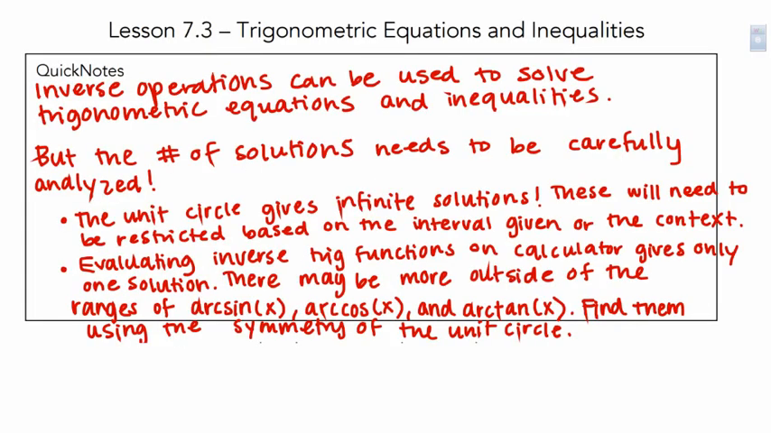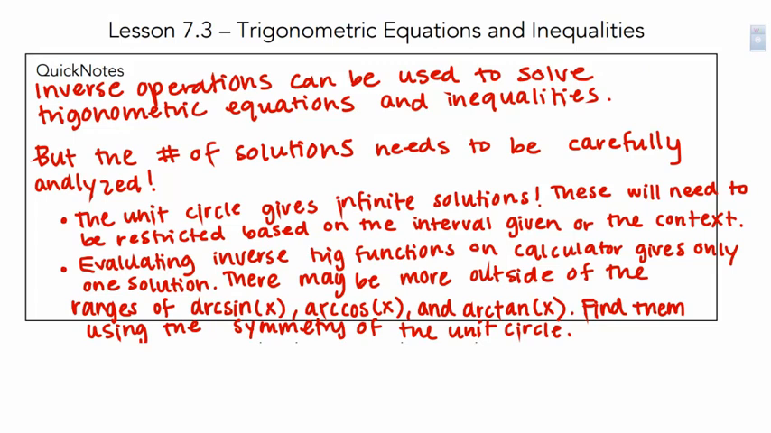All right, now inverse operations can be used to solve trigonometric equations and inequalities, but the number of solutions needs to be carefully analyzed. The unit circle gives infinite solutions. These will need to be restricted based on the interval given or the context. Evaluating inverse trig functions on the calculator gives only one solution. There may be more outside of the ranges of arcsine, arccosine, arctangent.